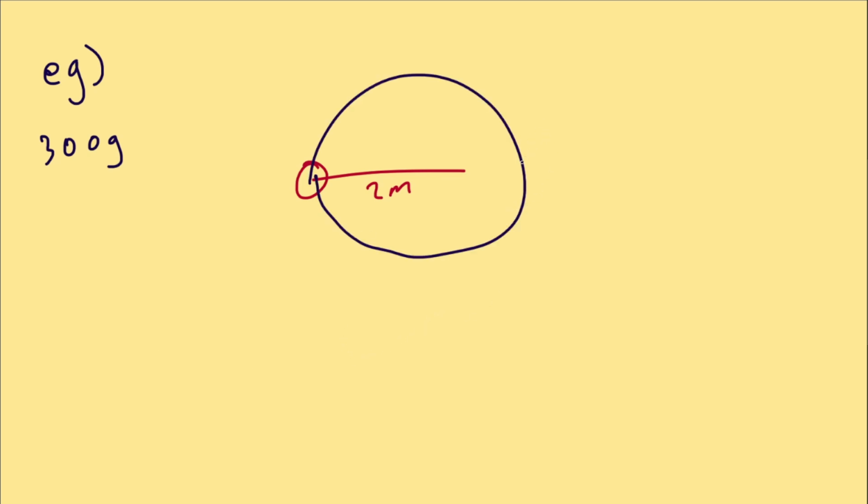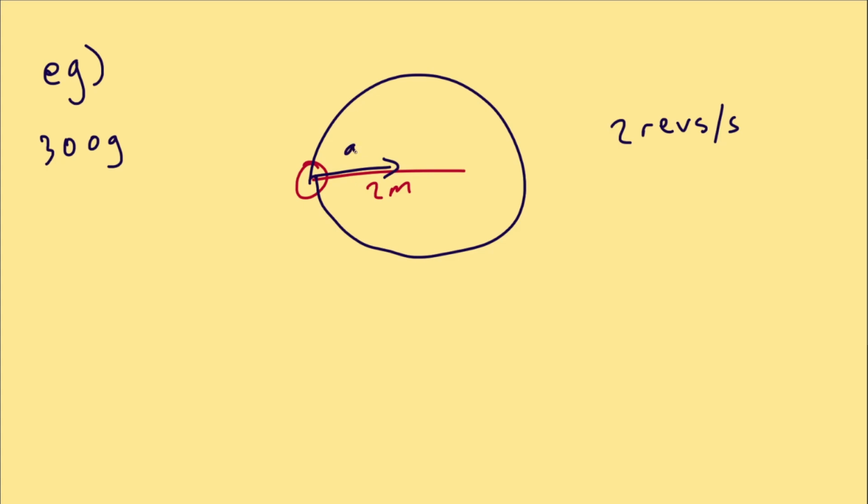Let's say you have a ball, and your ball is 300 grams. You've attached it to the end of a rope, which is 2 meters long. You decided to start swinging it in a circle for whatever reason, and it makes 2 revolutions per second. What is the centripetal acceleration?